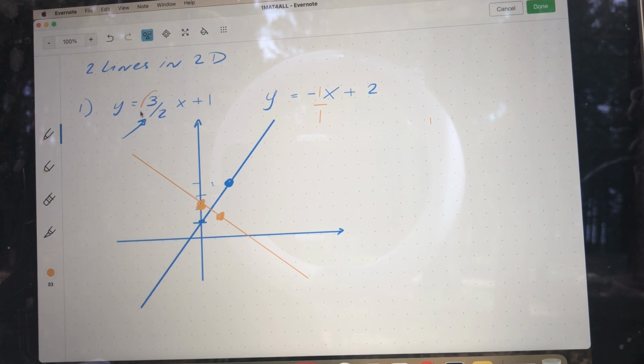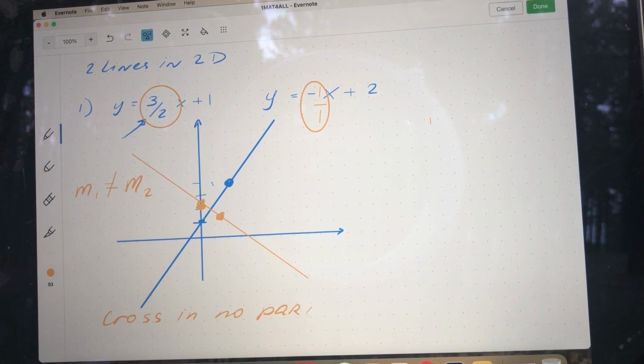So what's particular? The slopes from the two equations would have to be different. So slope is the number in front. So the slope from line 1 is not the same as the slope from line 2. That must be true. And then the lines simply cross. They cross in no particular way. So that's choice number 1.